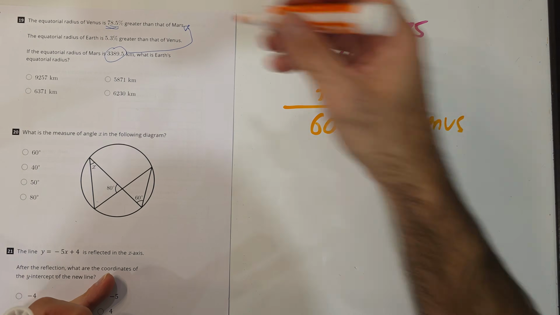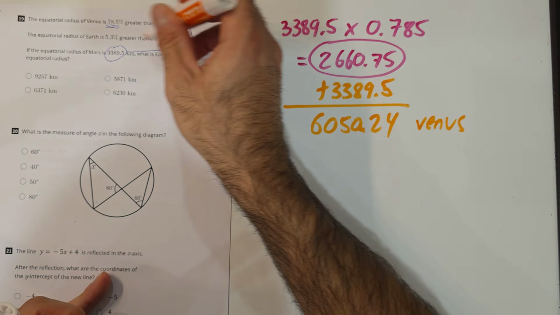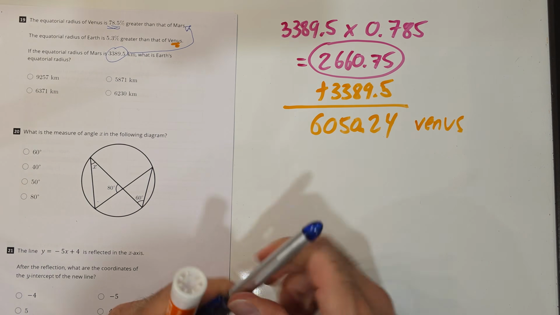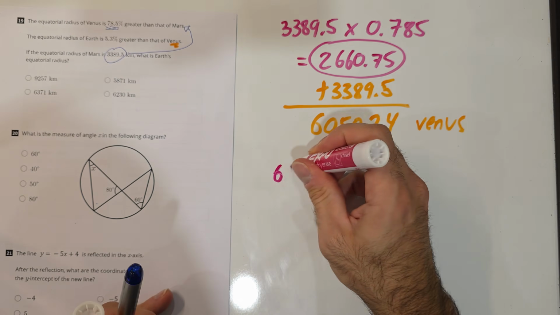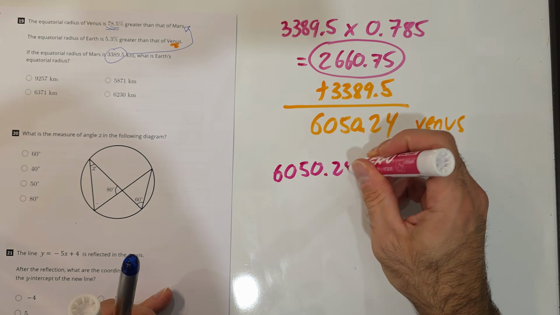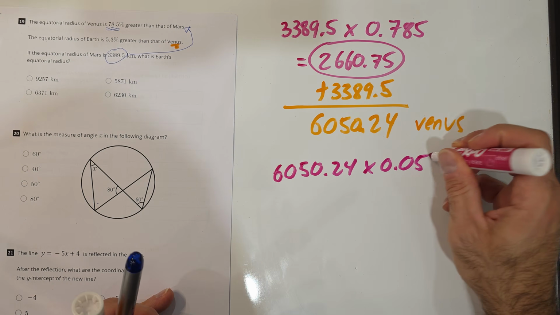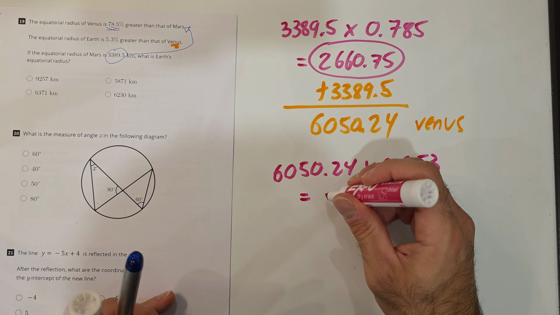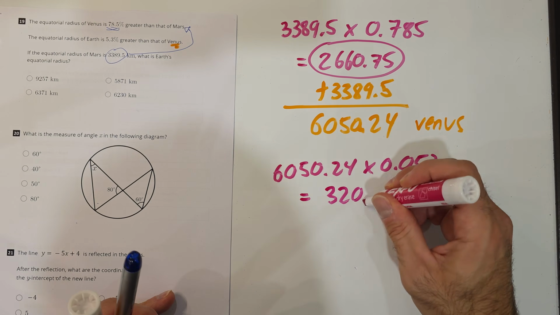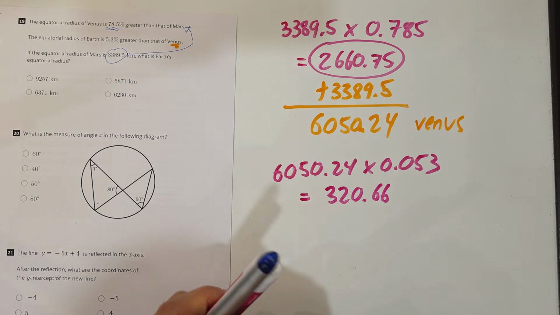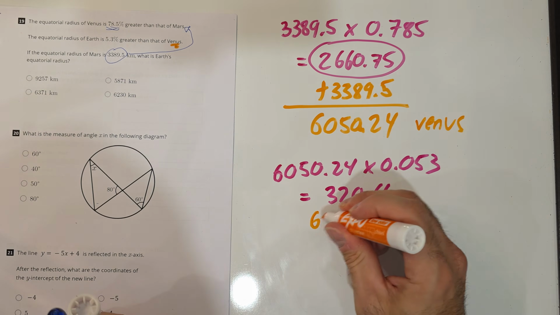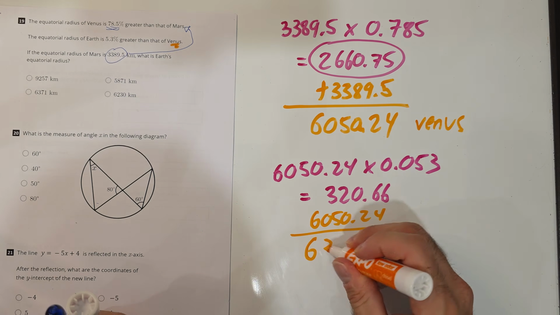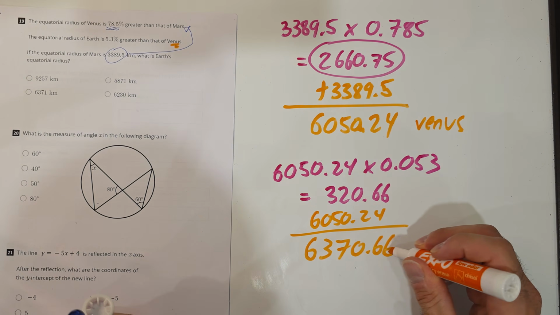I'm almost there. If I know Venus, I know the Earth. It's 5.3% greater. Okay, well, let me take Venus and multiply it by 0.053. And I'm going to get 320.66. Now I have to add the 6050. And this is Earth.